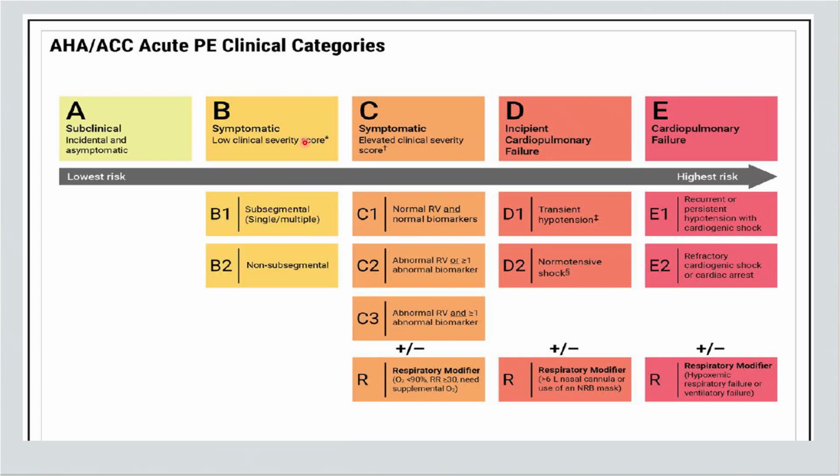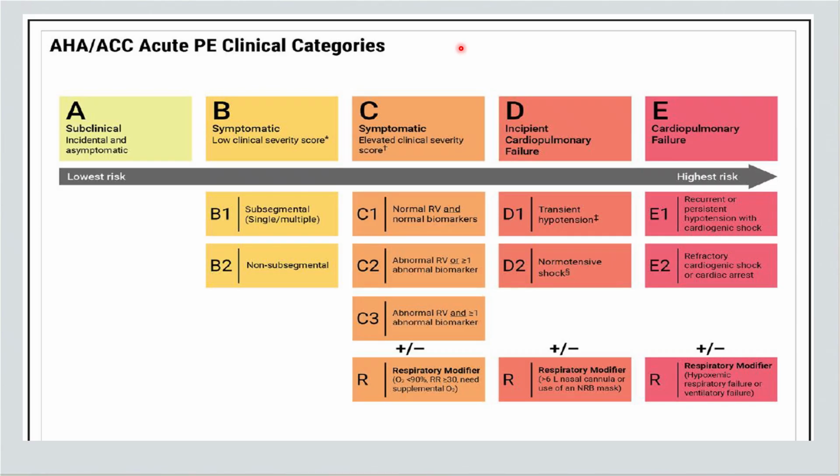Then coming to B. B is symptomatic with low clinical severity scoring. The severity scoring is based on the PESI score, simplified PESI score, and HESTIA scoring. It is further classified into B1 and B2, where B1 stands for single or multiple subsegmental PE, whereas B2 includes patients with segmental and more proximal pulmonary embolism. The intent of distinguishing these two is basically how to triage the patient, whether you want to give the patient home treatment or hospital treatment.